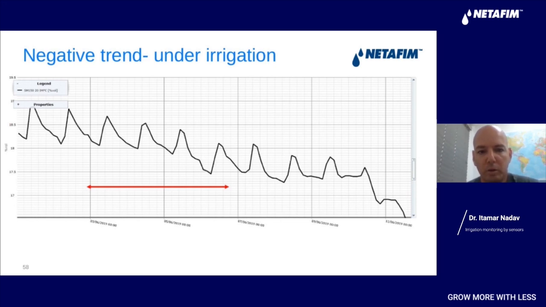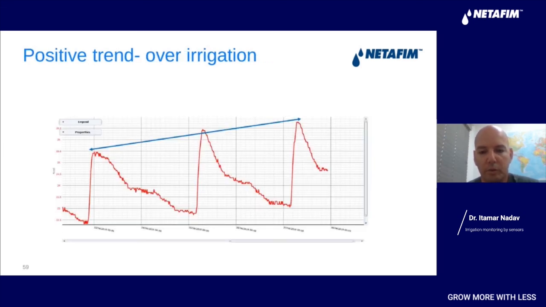And you can also look at the trend of the soil sensor, and if you see a decreasing or negative trend, that means that we are under irrigating. So we need to increase irrigation or increase the irrigation intervals. And if we see the opposite, a positive trend, that means that we are over irrigating. And we need to reduce the amount of irrigation or change the irrigation intervals.